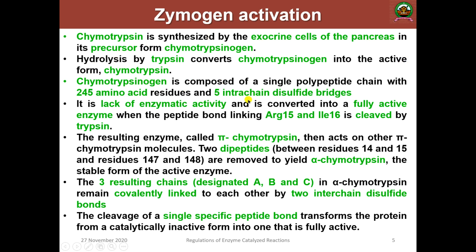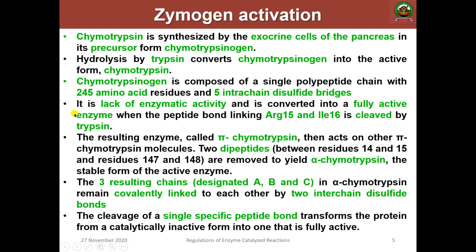So the basic molecular biology mechanism involved here is that chymotrypsinogen is composed of a single polypeptide chain, 245 amino acids in length, with 5 intra-chain disulfide bonds. That is, I told you, there are 5 different disulfide bonds within the polypeptide chain. So it lacks enzymatic activity, and it is converted into a fully active enzyme when the peptide bond linking arginine 15 and isoleucine 16 is cleaved by trypsin. First, a cleavage happens between arginine 15 and isoleucine 16 by trypsin.